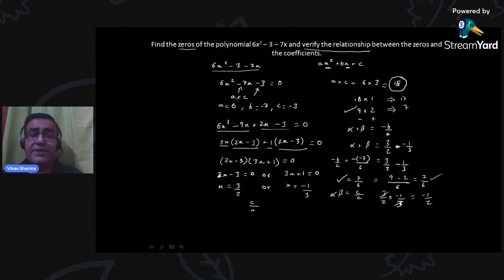Let's find what c upon a is. C upon a, so c is, we know, minus 3 and a is 6. Again 3 goes into 6 two times, so we get minus 1 upon 2. And since both of these are equal, that means we have verified the relationship between the product of the zeros also with the coefficient. So that's how we verify it.